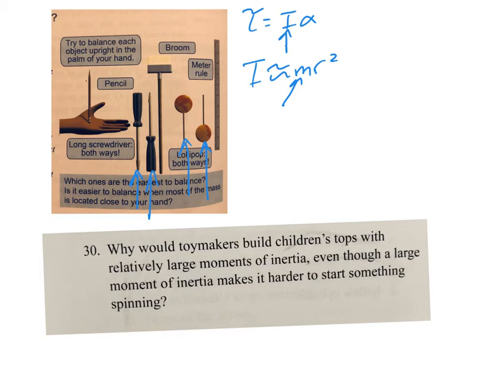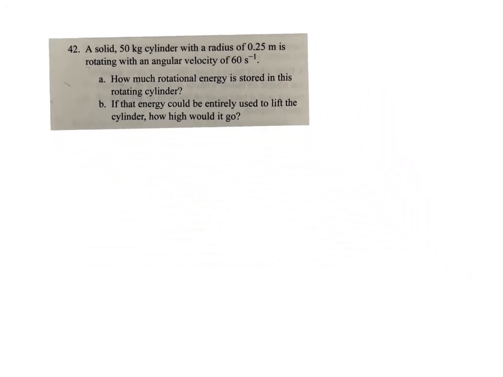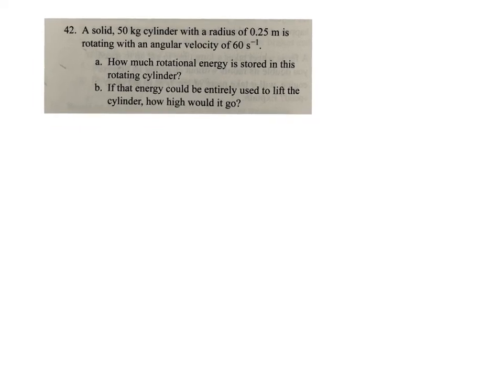Okay, I'm going to go to the next page just so we can have more room. This one's an actual math problem. A solid 50 kilogram cylinder with a radius of 0.25 meters is rotating with an angular velocity of 60, well, that should be hertz, but 60 is 1 over a second. And so what I want to know is, what is the rotational energy stored in the cylinder?